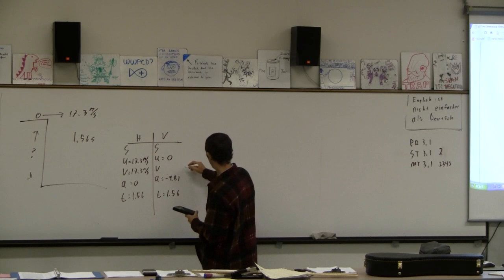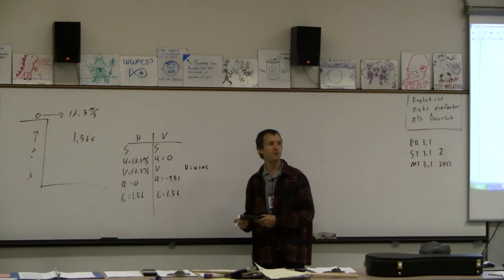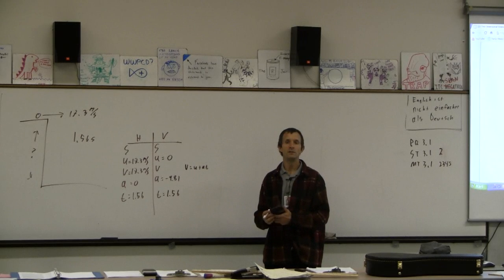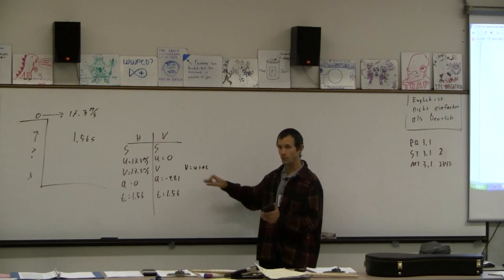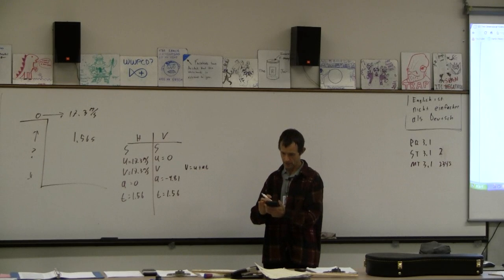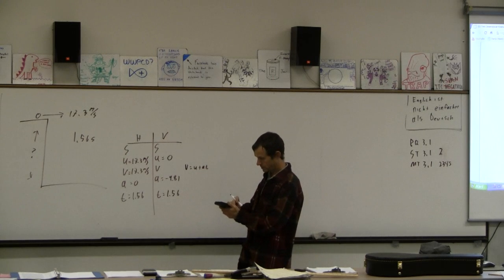So I'm going to use V equals U plus AT. Remember, V equals U plus AT is not in the data packet. You will have the data packet next time, but it will not have that formula in it. So 0 plus negative 9.81 times 1.56.